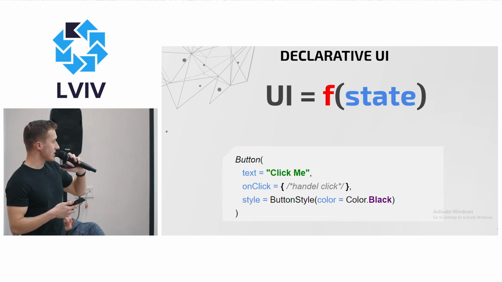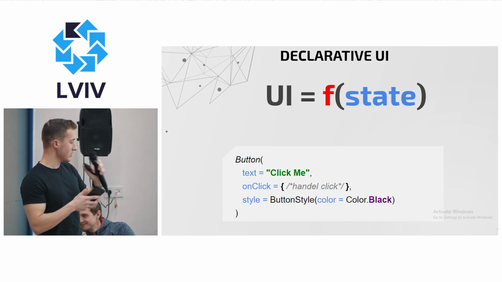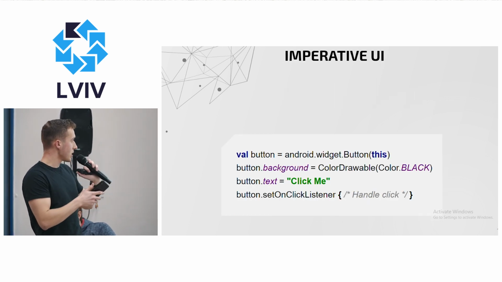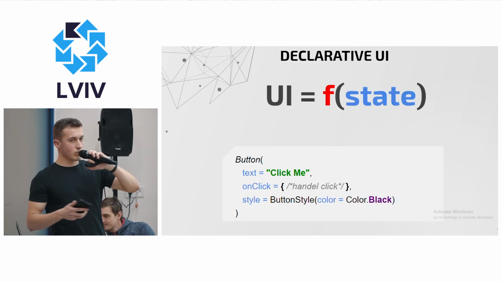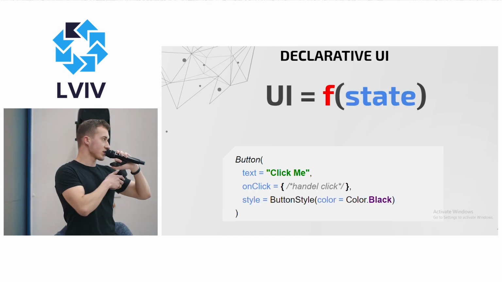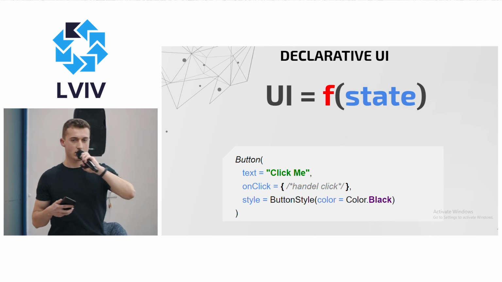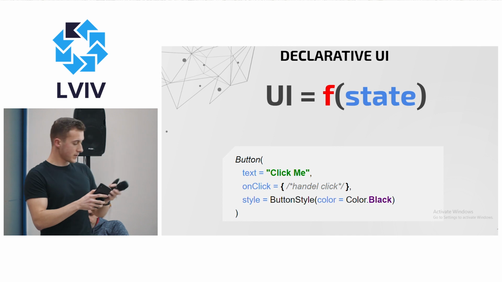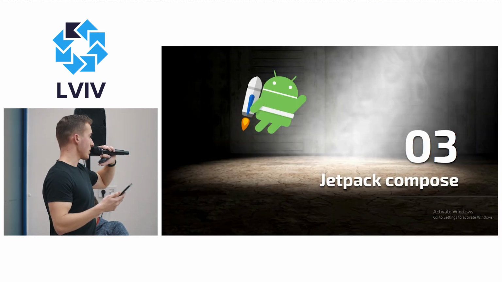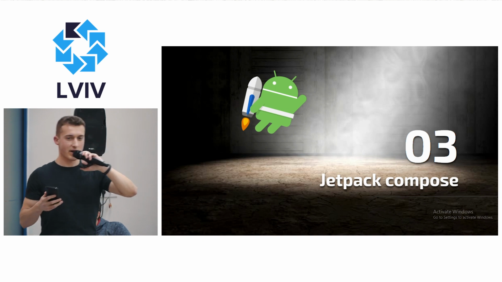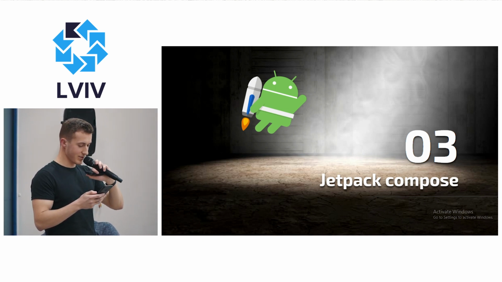We can see the same example as on the previous slide. It's imperative, it's declarative. What's the difference? We just call the function button and set it some state. So, Jetpack Compose. Now we are ready for it.